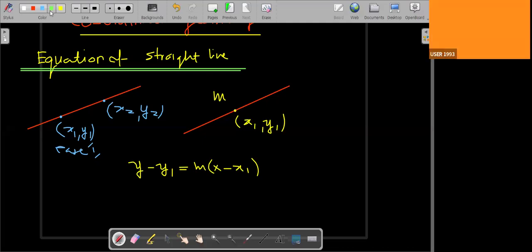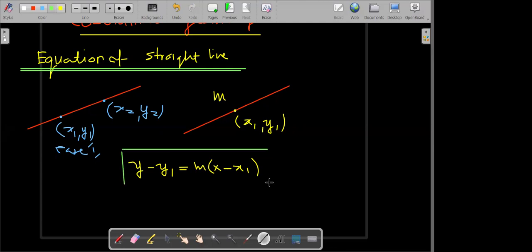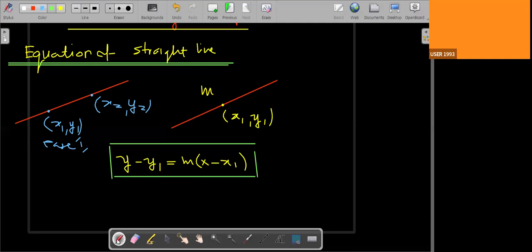So there are two different cases. If you know two coordinates on the straight line, we can find the equation of the straight line, or you must know the gradient and one coordinate. What is the meaning of the gradient? The slope of the line. Correct? So this is the equation we use to find the equation of a straight line. This equation will give us the equation straight away.